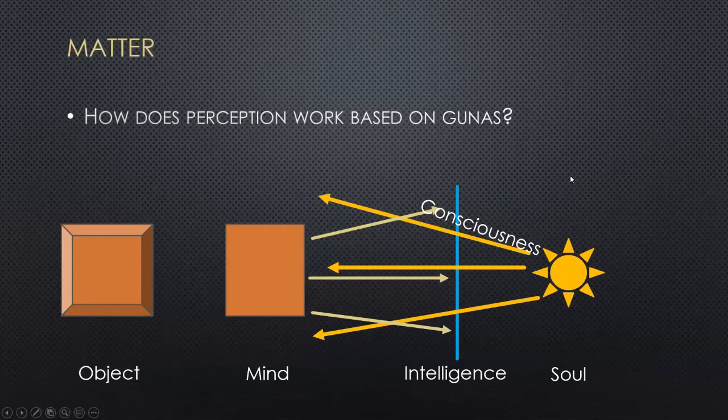So all of the 10 senses, the 5 knowledge acquiring senses and the 5 action senses, perceive an object and give this information to the mind. The mind gives it to the intelligence, and the intelligence passes it on to the soul.